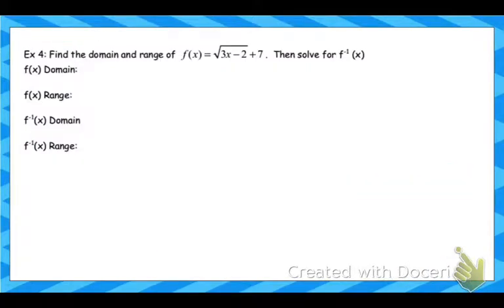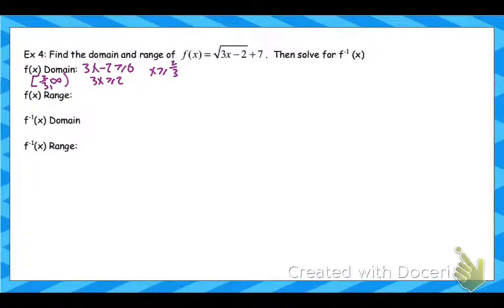So again, let's just start with domain and range. We'll start with the domain of the original. Well, for the domain of the original, we take whatever's under the root and set it greater than or equal to 0, just like we did for inequalities. So 3x minus 2 is greater than or equal to 0. So x is greater than or equal to 2/3. So in interval notation, that would be from 2/3 to infinity.